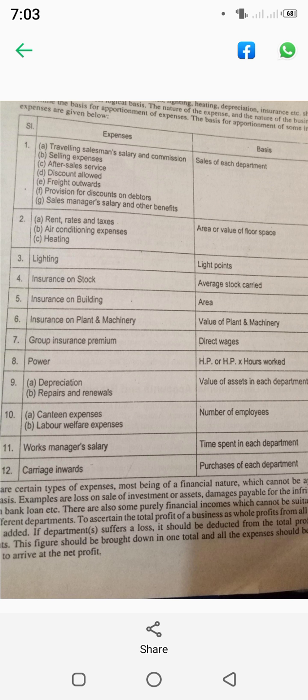Rent, rates, and taxes. Taxes are paid on the property. Rent and rates are paid on the property. Rent is paid for the building, rent paid for the land which you are using for your business. So rent, rates and taxes will be distributed on the basis of area or value of floor space, means according to the area occupied by each department. If department A has more area, then it will pay more rent.